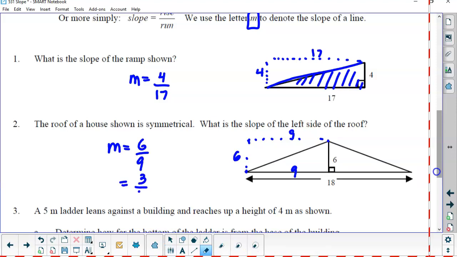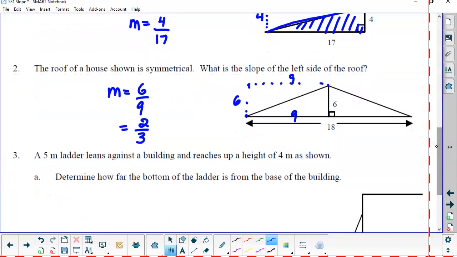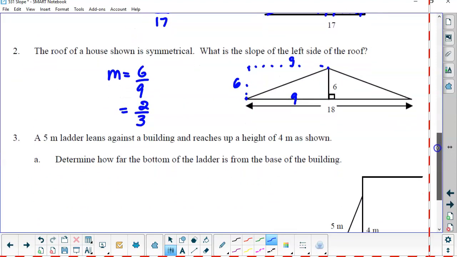Oh, sorry. 2 over 3. Okay. Now, we did say the left side. If we looked at this, it would be negative. In real life, if a builder, they're going to keep it positive and just rotate, right? So that they know which direction. So really, the positive and negative come into play when you're graphing on grid paper.